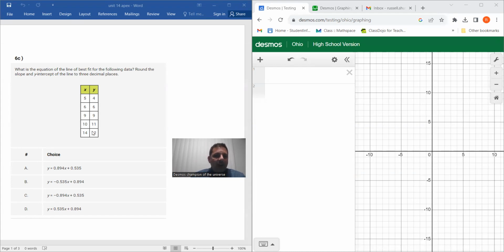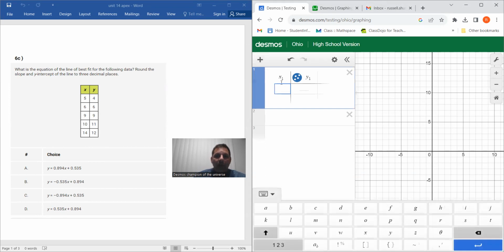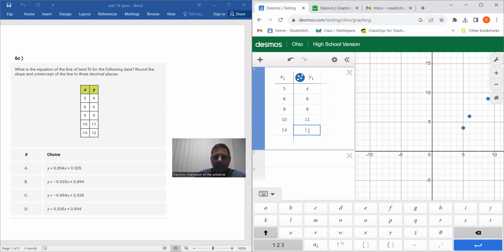So we have some various XY combinations, and we want to see which of these lines would most closely fit these points if we plotted them. Notice something that Desmos will allow you to do. You click the plus mark, and then you're given the option of some things. We want to pick a table. Notice it says X1, so we can now put all the X's in, 5, 6, 9, 10, 14, and we can put the Y's that go with those, just like the table that we were given.